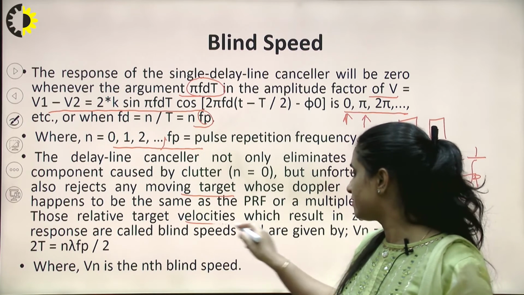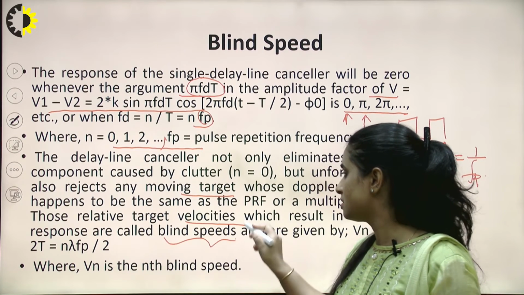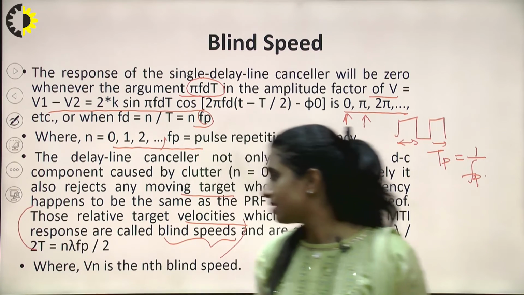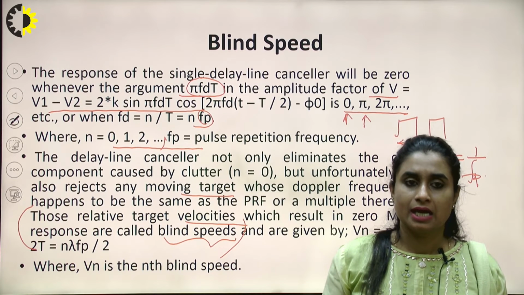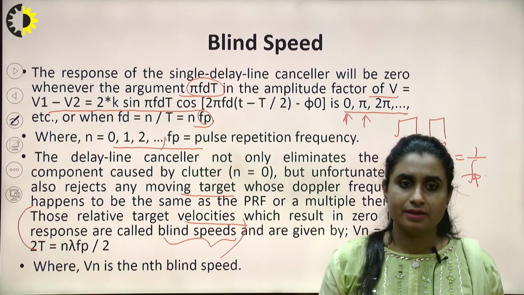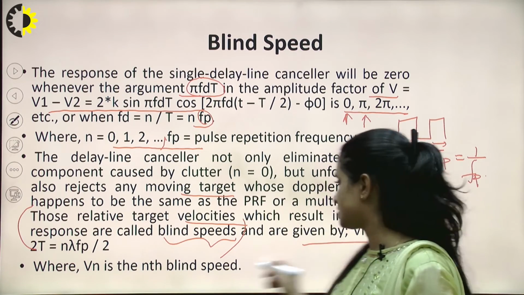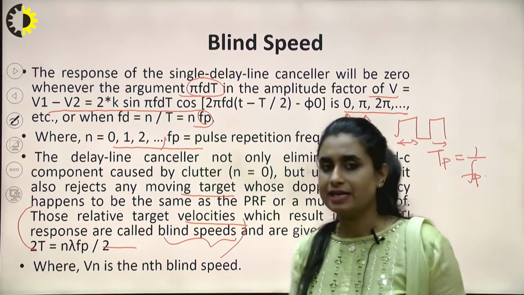Those relative target velocities which result in zero MTI response are called blind speeds. So what is basically my blind speed? When the relative target velocities result in zero MTI, right? So these are the points where Vn is the nth blind speed. So how could a blind speed be given?